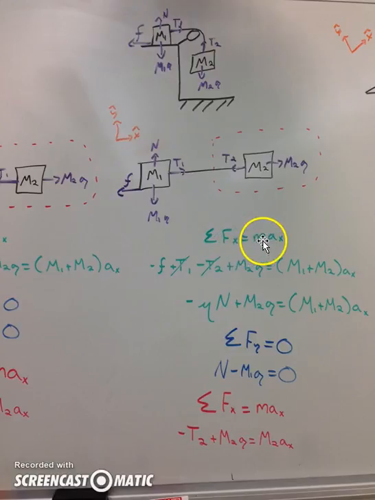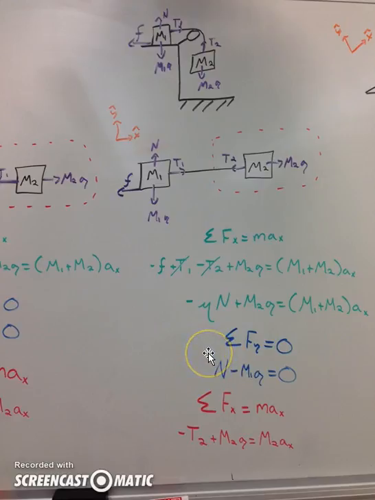The sum of the forces equals MA. Here are all the forces, and it equals both masses, okay? And then times AX. Tension cancels out. We can replace friction with the definition of mu, which is the coefficient, times the normal force, N. And that's it for this one. And then for the sum of the forces in the Y, we just have two vectors, N minus M1 times G.